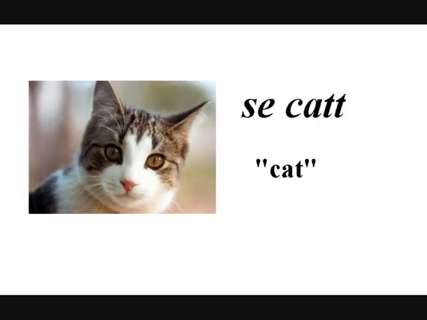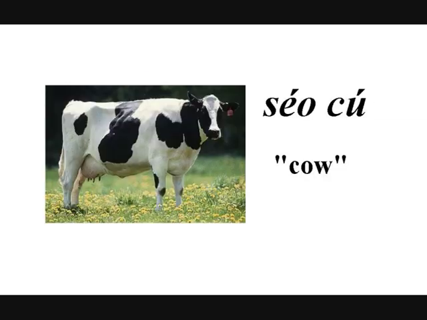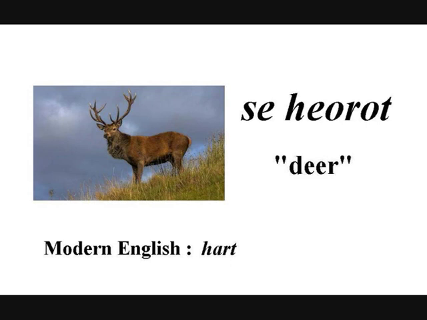Se cat, that one's quite obvious. Þæt cicen, chicken, again, very obvious. Se cu, cow. Se cu. Se heorot, deer. Se heorot, and that became hart in modern English, as in, you know, you see a lot of pubs called the White Hart, just means the white deer or the white stag specifically.